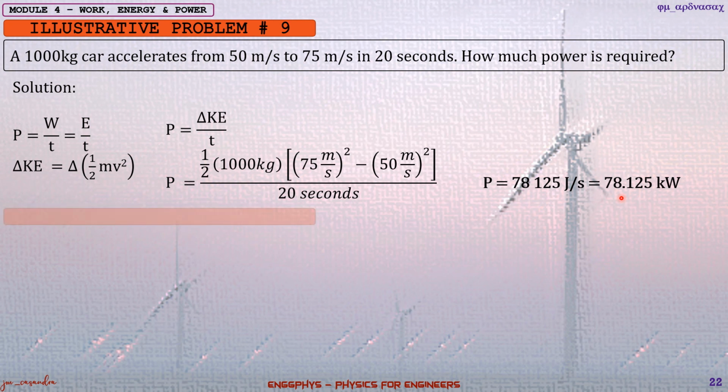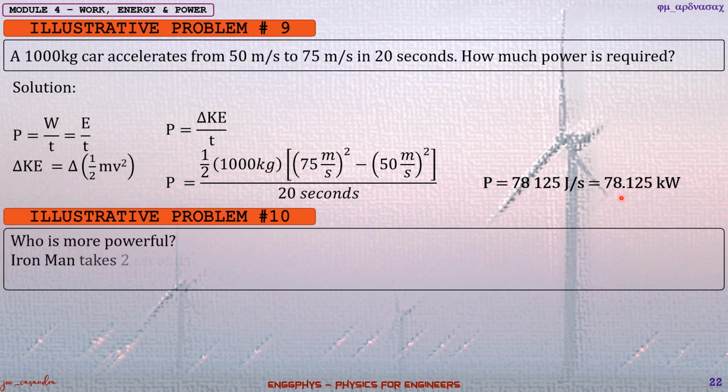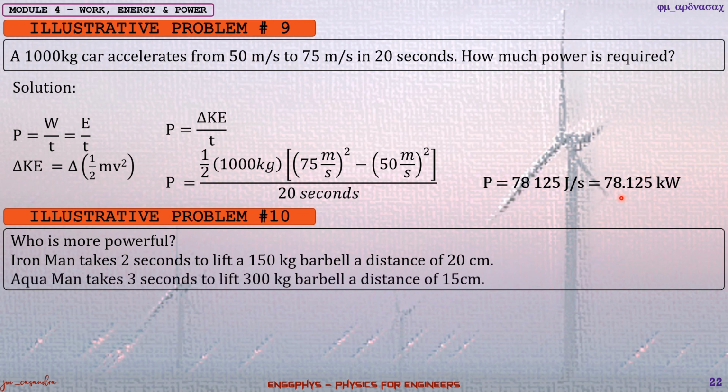Okay? And then, for our last example, we have problem number 10. Who is more powerful? Iron Man takes 2 seconds to lift a 150 kilogram barbell for a distance of 20 centimeters, while Aquaman takes 3 seconds to lift a 300 kilogram barbell for a distance of 15 centimeters. In this problem, for our solution, we'll be using the same equation, work over time, but we'll be expanding work as force times displacement.